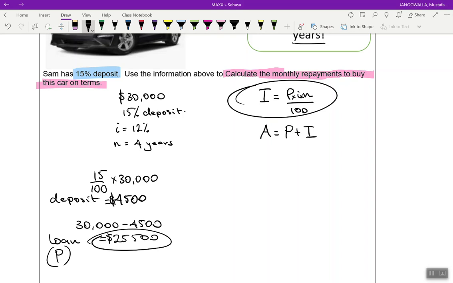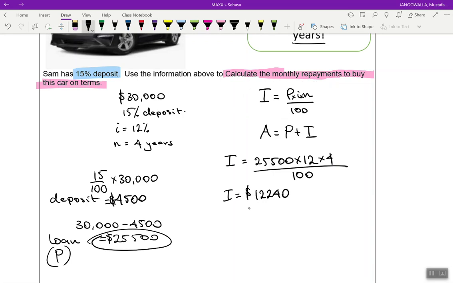For calculating interest, we will just plug all the values into the formula. The principal is that one, 25,500, times the interest rate, 12%, times the number of years, 4 years, and we divide by 100. That's mainly because of this 12%, we need to convert that to a decimal. If we put that into the calculator, we get 12,240. So that's the interest.